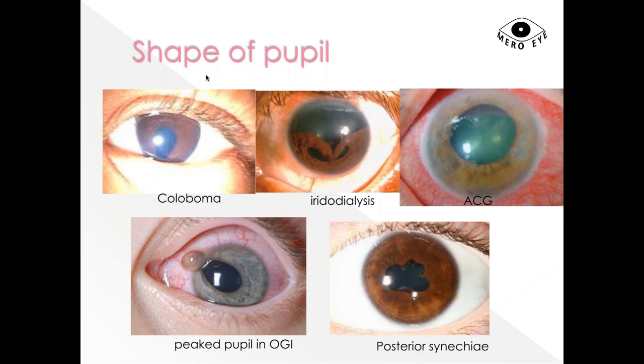In typical cases it should be vertically oval, though it's not vertically oval in this picture. So a large mid-dilated vertically oval pupil in a patient with a red eye, especially when there is a narrow angle with a stony hard eyeball, would be a case of angle closure glaucoma.